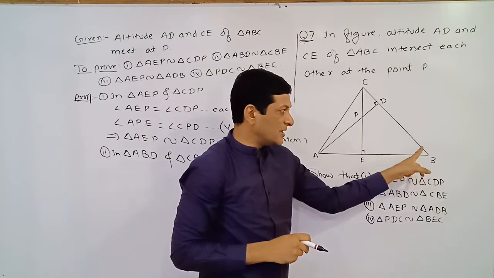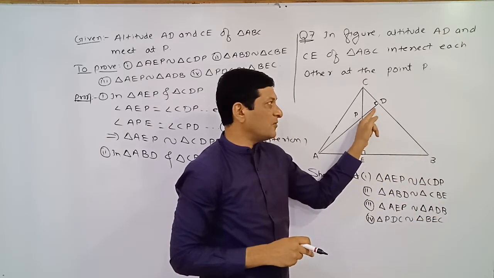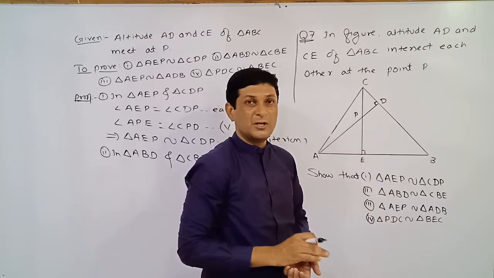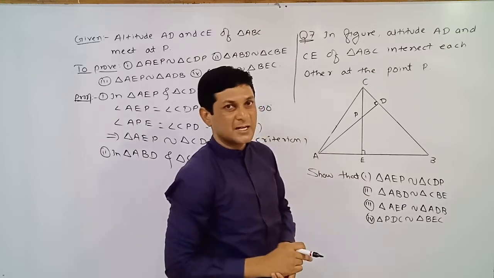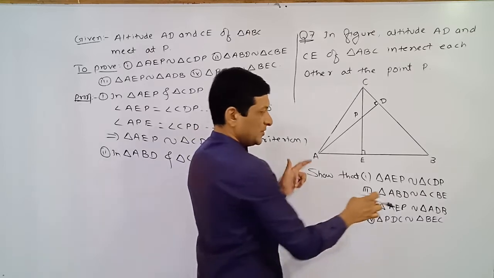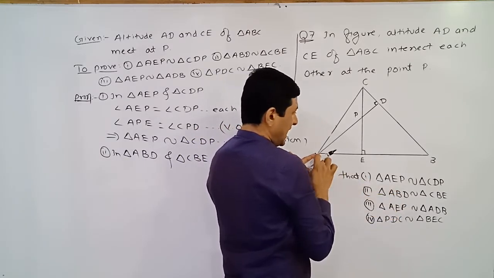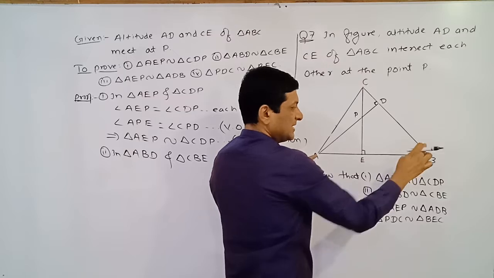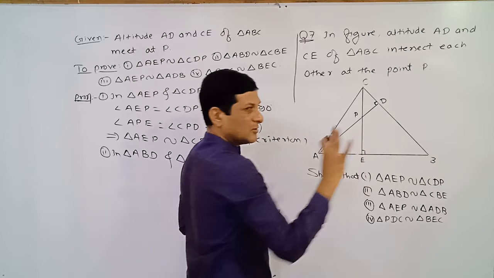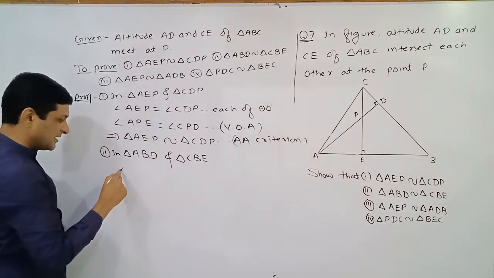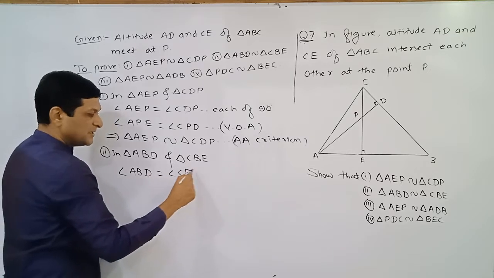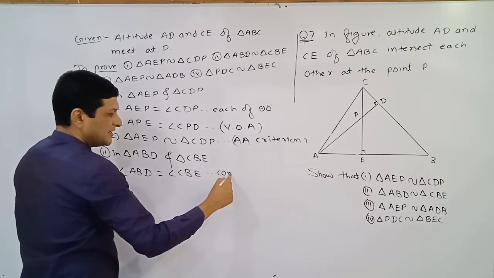Again observe, the first triangle is ABD and the second is CBE. In these two triangles, angle B is the common angle and one more angle is what? Angle D is equal to angle E, each of 90 degrees. That's why we are able to show that two angles of the first triangle are equal to two angles of the second triangle. First let us discuss the common angle. In triangle ADB, angle ABD, means angle B, is equal to angle CBE. So this angle B is the common angle.